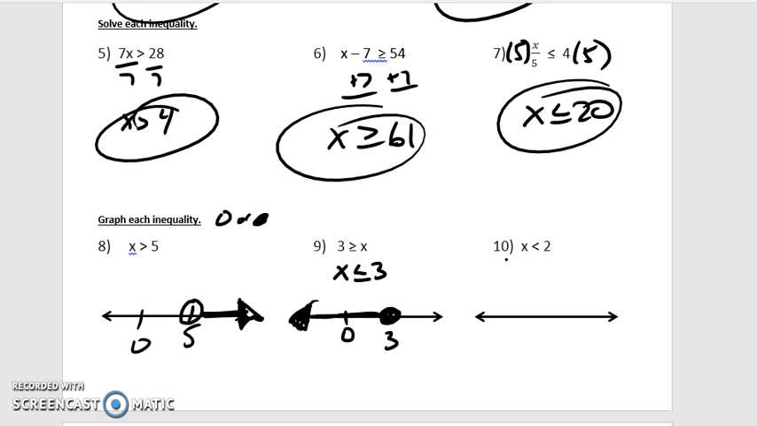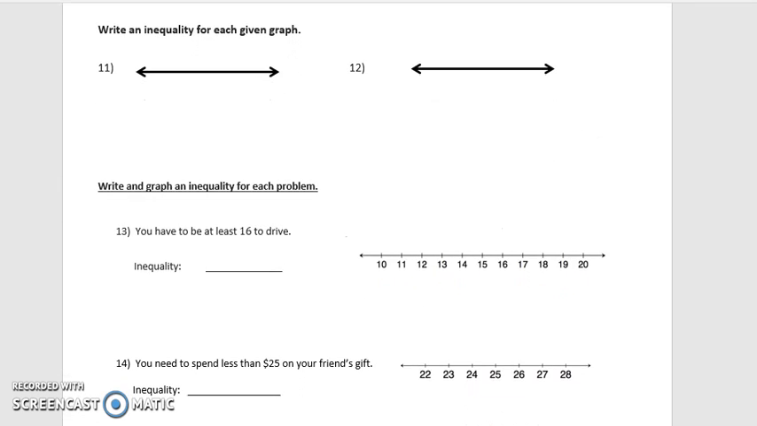And in question number 10 there, x is less than 2. Again, we got our 0 there, we got our 2 there, open circle for less than, and I'm going to be shading to the left because again, it is less than. So again, open circle because it's just a less than, and then we are shading to the left because I want all numbers that are less than 2. There you go.